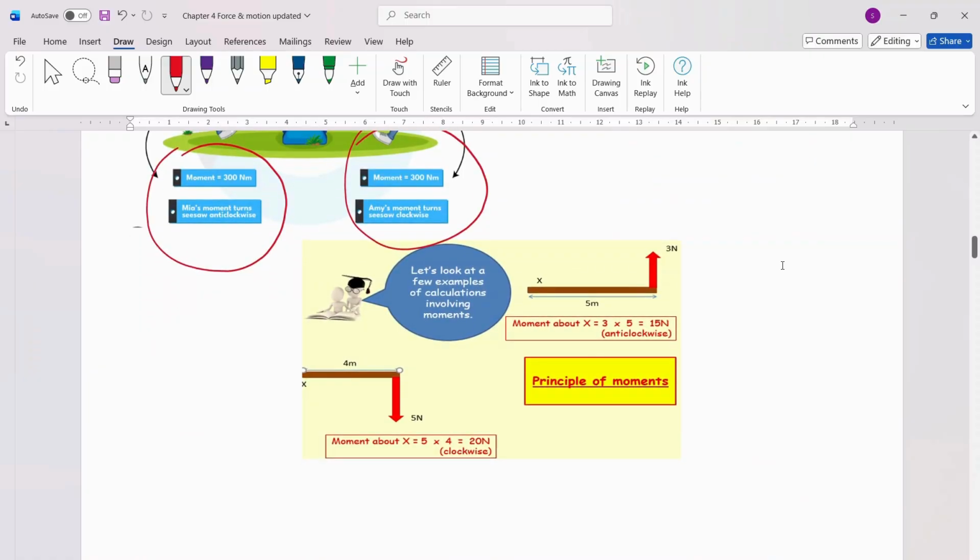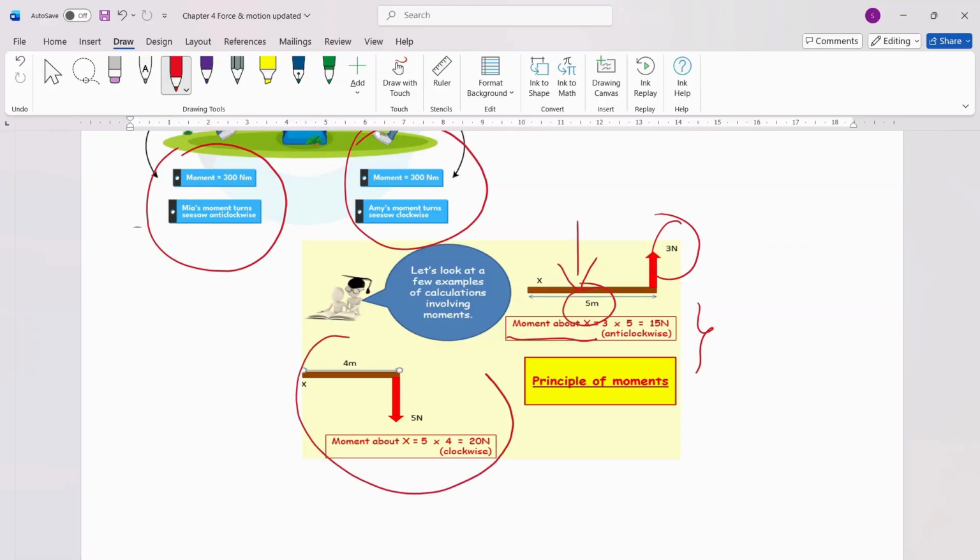We have an example over here. If we want to calculate the moment of an object X, given that it has two forces acting on it, the horizontal distance is 5 meter and the vertical force is 3. So we multiply them and we get our moment, which is 15 Newton meter anti-clockwise. Similarly, another object is given with the force 5 Newton and the distance 4 meter. We multiply them and we get the moment, which is 20 clockwise.